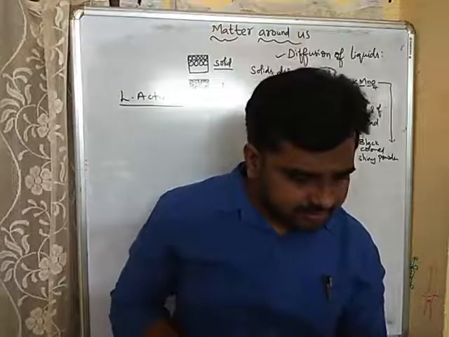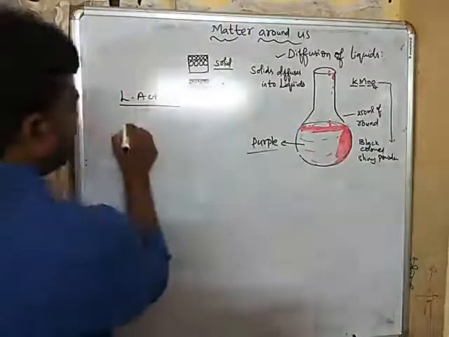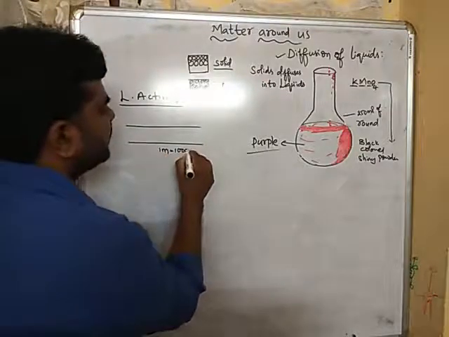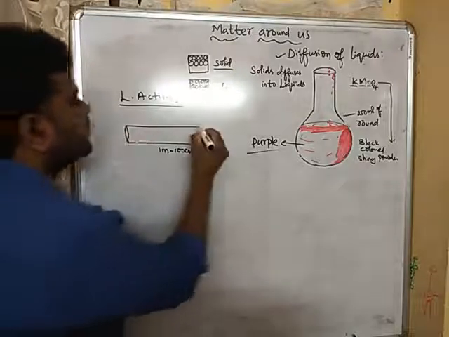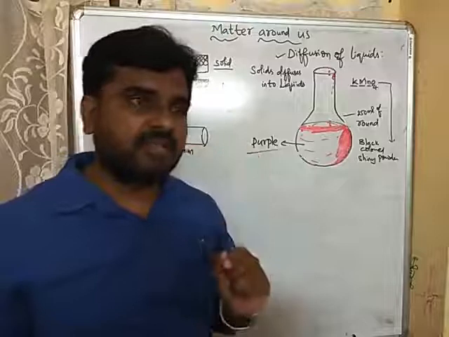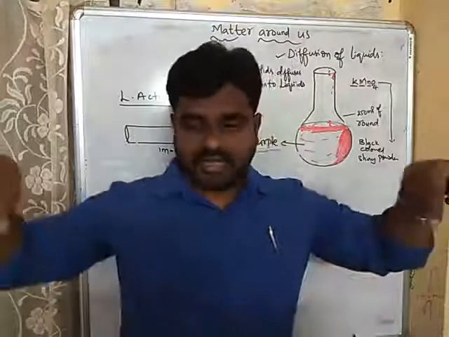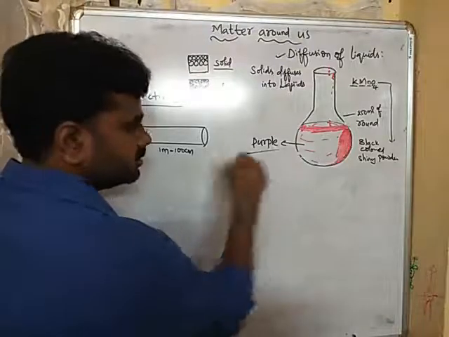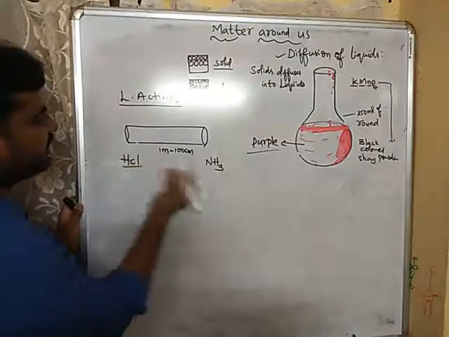What materials do you require for this activity? First, a long glass tube, assume that it is 1 meter, that is 100 centimeters. This long glass tube should be open-ended, with 2 open ends. Now take 2 cotton plugs, and dip one cotton plug in NH3 and the other in HCl.